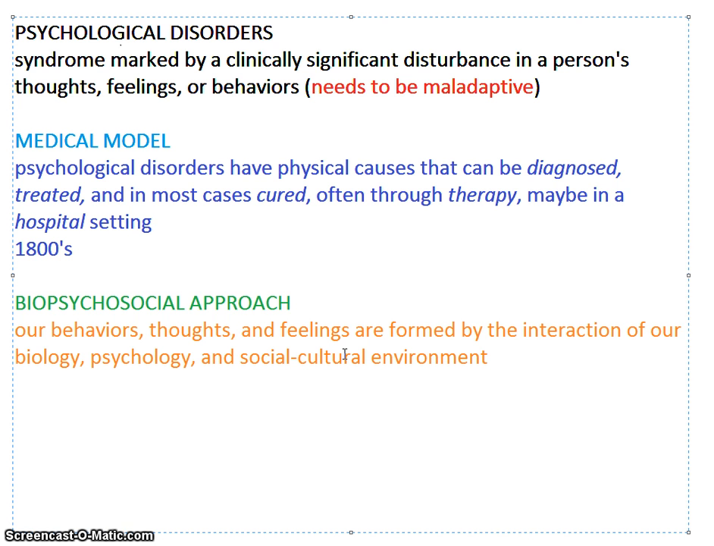For example, schizophrenia. So schizophrenia has a biological component to it. There is a genetic predisposition to it. There's the psychological component. There's the disordered thoughts, the disordered emotions, the disordered behaviors that we'll talk about in class. And then there's the social cultural component. For example, what is going on in your environment that might trigger that underlying predisposition to schizophrenia.